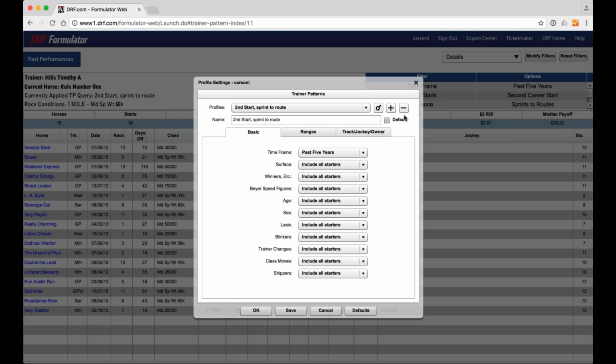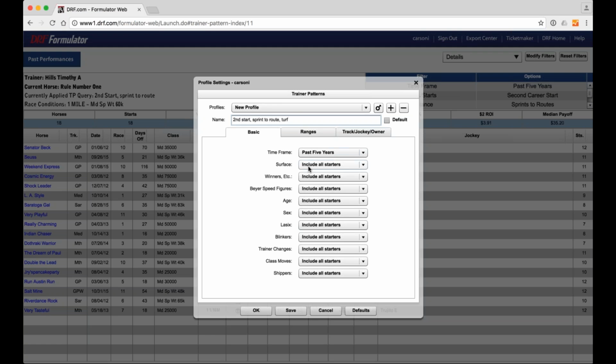Yeah, we'd love to see how these profiles are made. I think it's obvious how helpful they could be and how time-saving. So definitely, while you're still controlling the screen, Scott, show us how it's done. Okay, and then I'm going to let it go. Okay, so let's hit Add Profile, the little plus here, and I'm going to say, okay, so second start, sprint to route, turf.